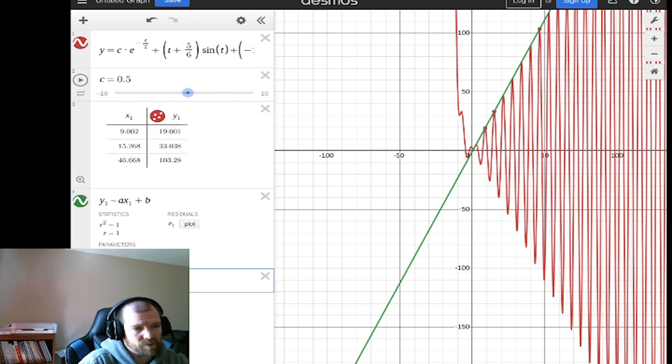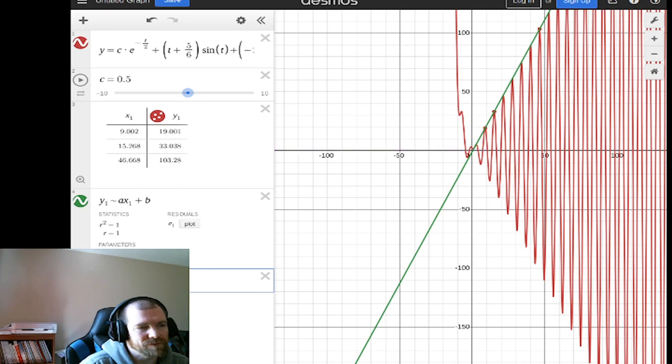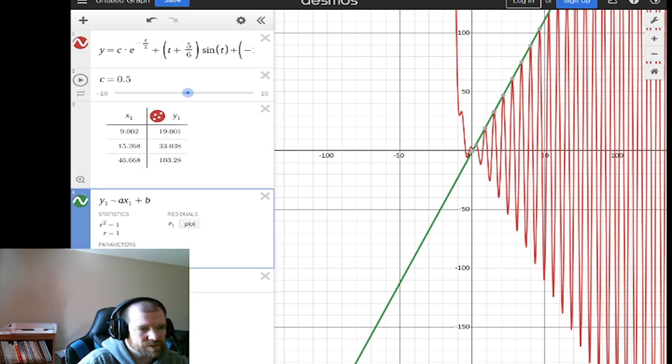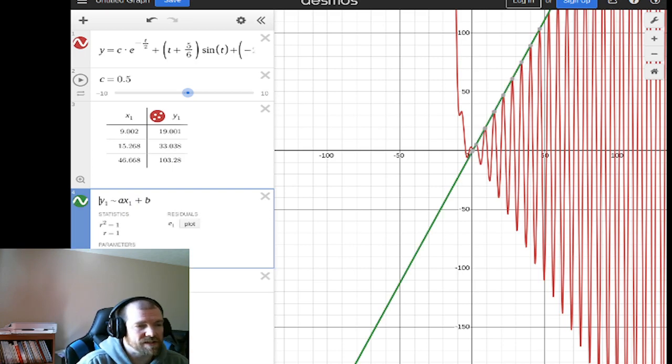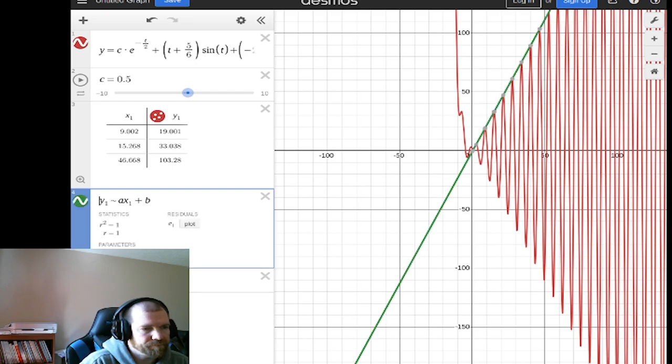If we do y equals negative of y1, does that? Nope. So f of x is equal to? No. It does not want me to do that. F equals? Nope. It's just saying leave me alone.